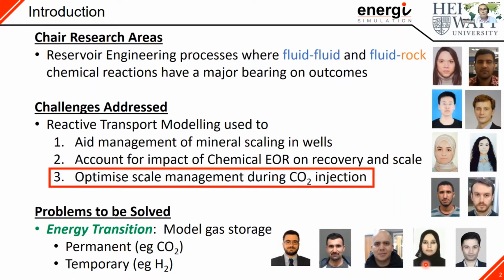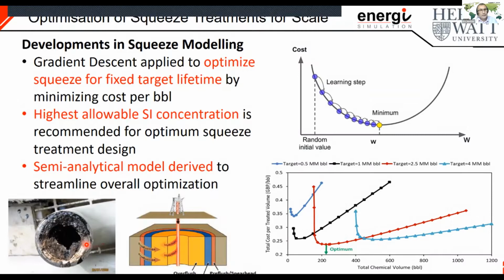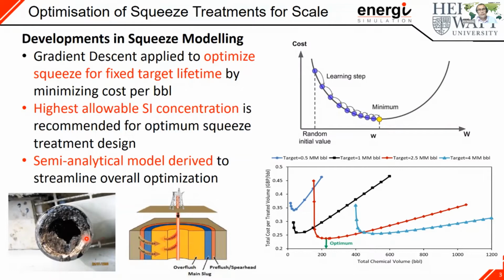So first of all, I'm going to talk a little bit about optimization of treatments, chemical treatments that are designed to prevent inorganic scale from forming in oil wells. So the type of thing that you can see in the bottom left here, scale deposits in a tubing, and the design of treatments to prevent that kind of occurrence. So we have an in-house code called Squeeze, and been looking at applying techniques to select the optimal treatment design, where we define optimal as being one that provides the lowest cost per barrel of water protected. And so we've used this gradient descent method.